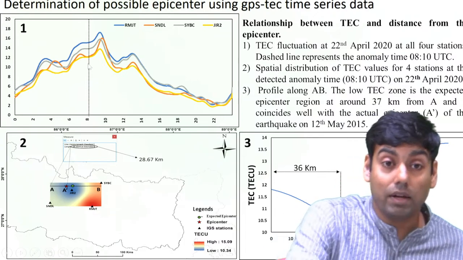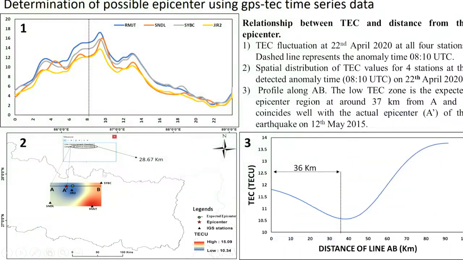And we can get the possible epicenter also once we have a good number of networks around the region. You can see the depletion of the total electron content. Here it is coming 36 kilometers from this reference point A, and this one is 28 kilometers. So 28 and 36, only 8 kilometers difference. This 8 kilometer difference is nothing. We have got sufficient information about the upcoming earthquake. So this is giving tremendous information.